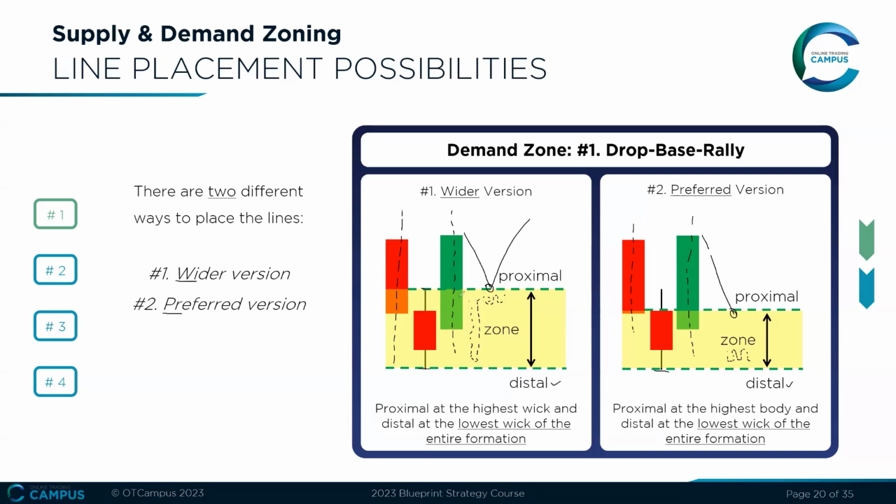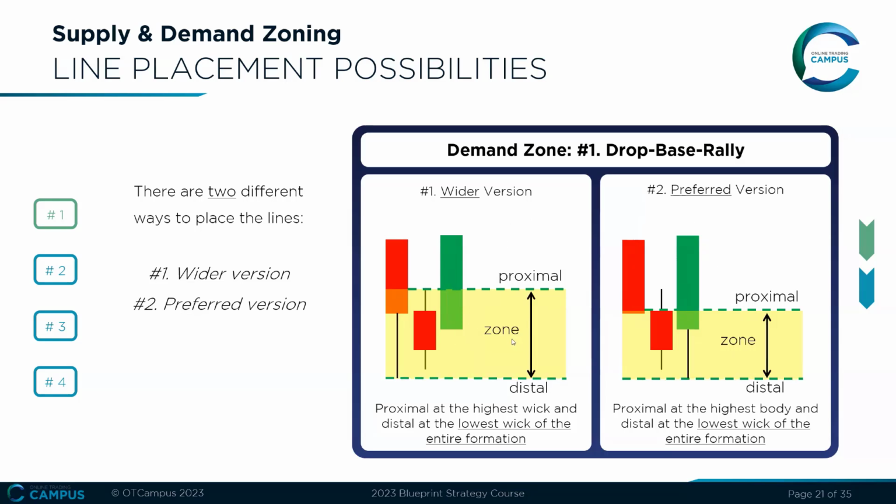What you need to understand for now is not when we apply which one, but that yes, it makes sense. We can either take the entire base, right? Or we take a smaller part of the base. How we put some rules around that is, well, we take the highest wick of all the basing candles, or we take the highest body of all the basing candles when it comes to the drop base rally.